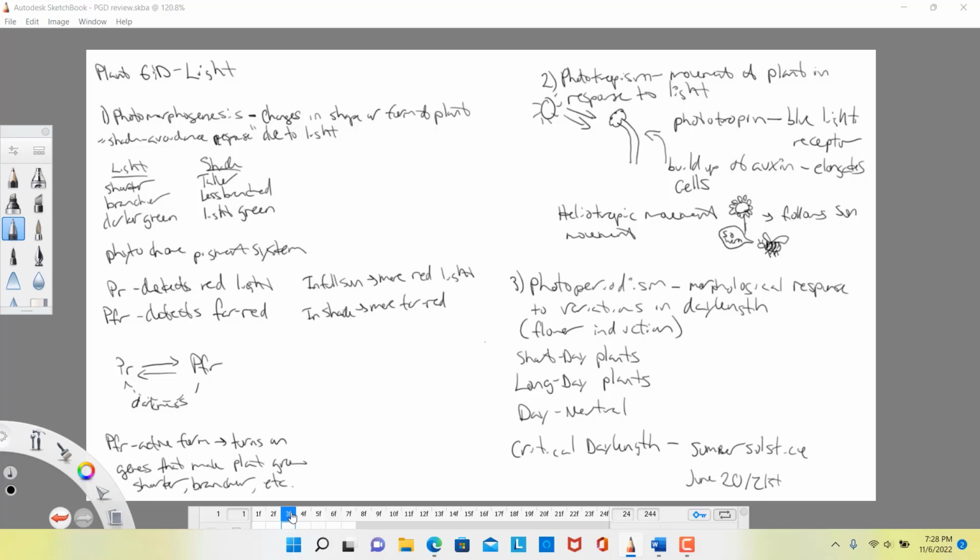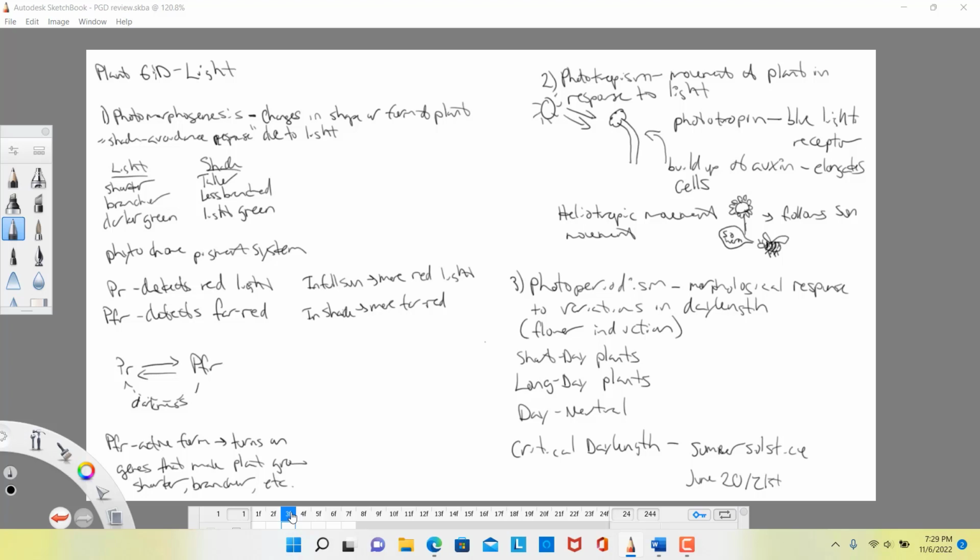And then the opposite is true if our plants are in shade, right? If they're getting more far red light, more of that phytochrome far red is going to turn into phytochrome red. That's the inactive version, and it's not going to travel to our nucleus. It's not going to interact with those transcription factors, and it's not going to turn on those genes. So the default growth will be this long, thin, less branched growth. So that's photomorphogenesis.